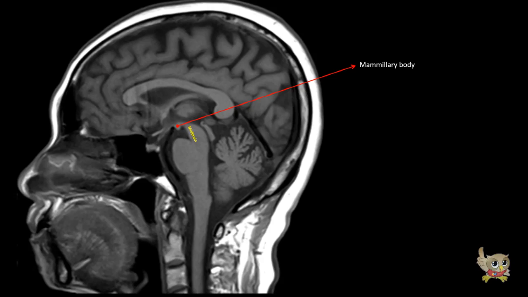Posterior to the cerebral aqueduct, you can appreciate the tectum, also called the quadrigeminal plate. It is called the quadrigeminal plate because it is composed of 4 colliculi, a pair of superior colliculi and a pair of inferior colliculi. Superior to the quadrigeminal plate is the pineal gland.